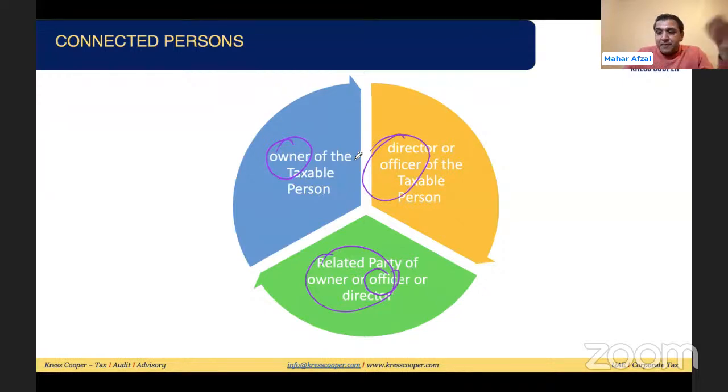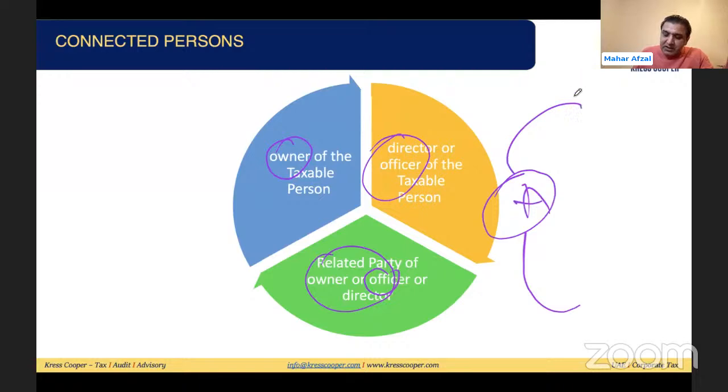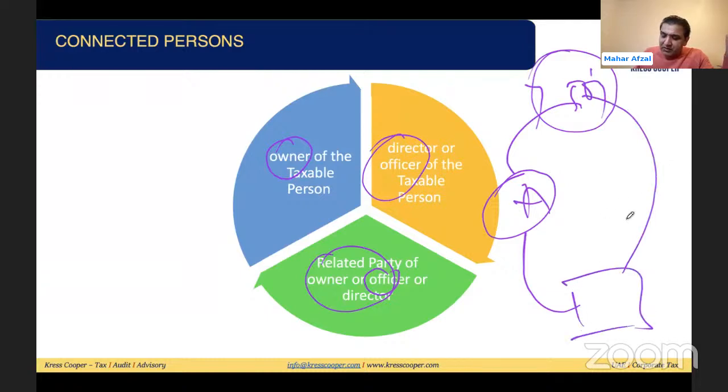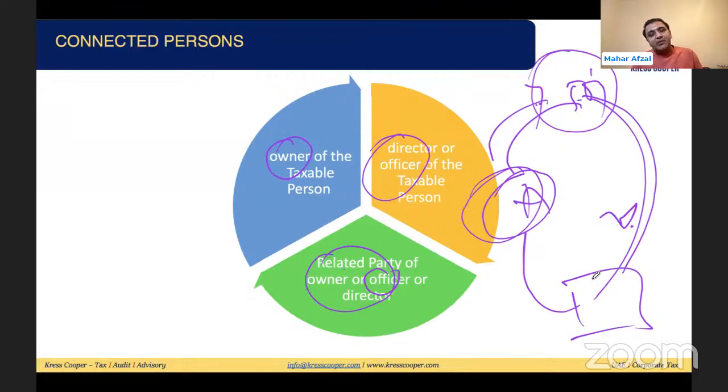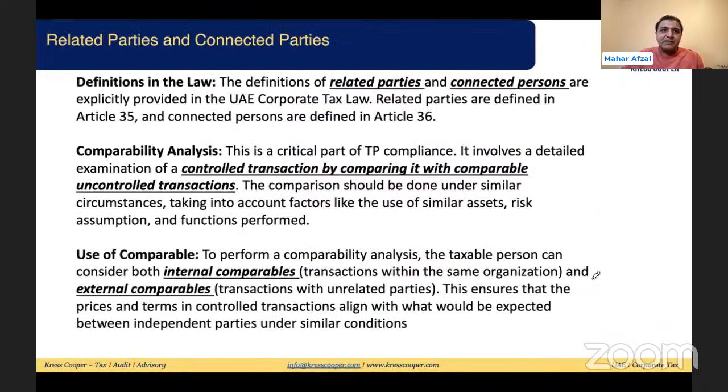So if Mr. A is a CEO and Mr. A is holding more than 50% in any company, this company will be considered a related party, where Mr. A is a CEO, because the law says related party and officer. This is the officer, this is the related party of the officer. These two entities will become related parties as well. So we need to be careful while deciding which parties are related parties and which are connected persons, where the rules will be applicable.